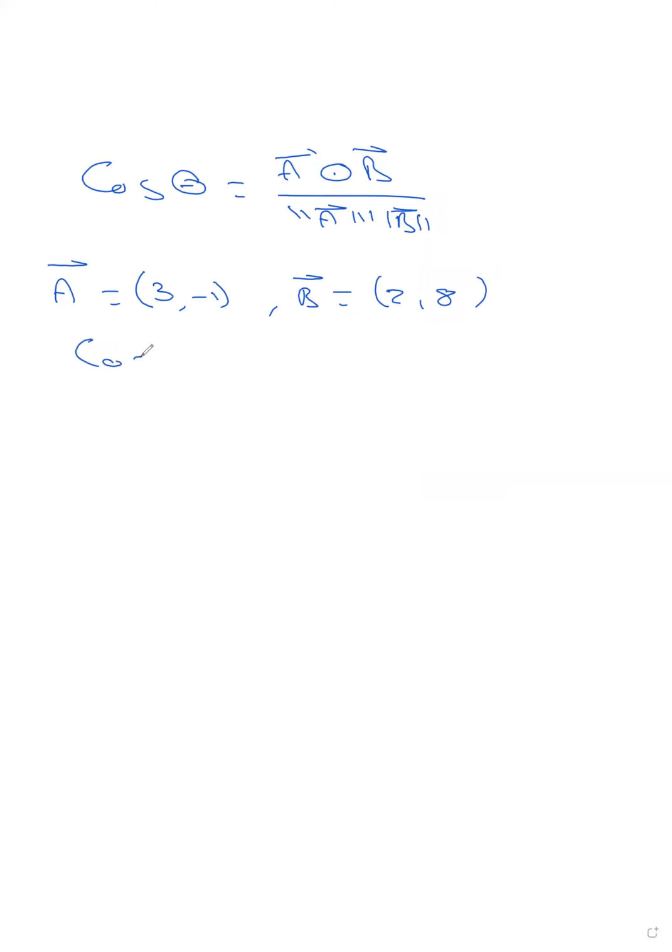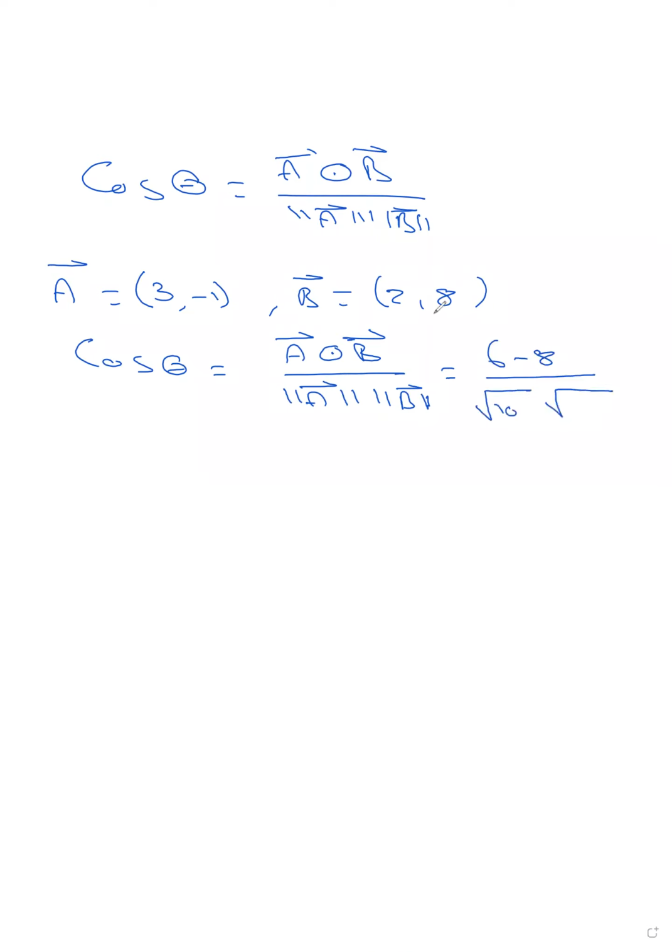then cosine theta will be A dot B over norm A norm B. A dot B means 3 times 2 is 6, minus 8, divided by norm A, which is √10, and norm B, which is 4 plus 64, so √68.